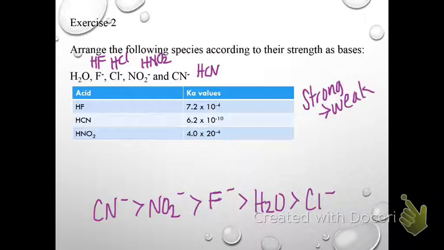Yes, your question? Say about the Ka values. The smaller the Ka value, the weaker the acid. The weaker the acid, the stronger the conjugate base. Whatever it gives you is opposite. So is it considered a weak acid if its Ka value is less than 1? Is that the cutoff?